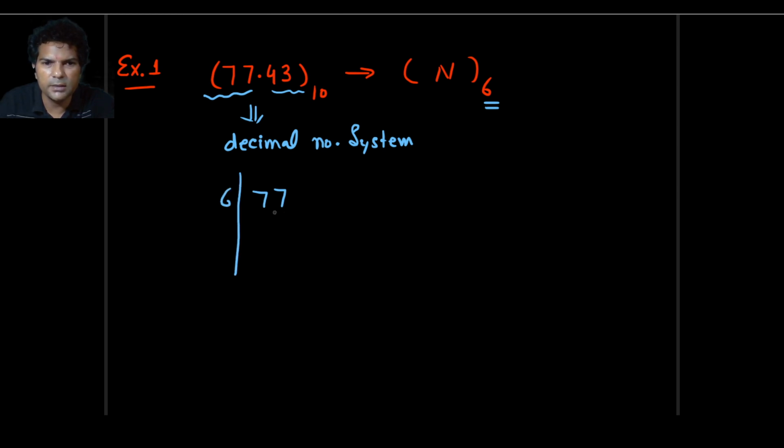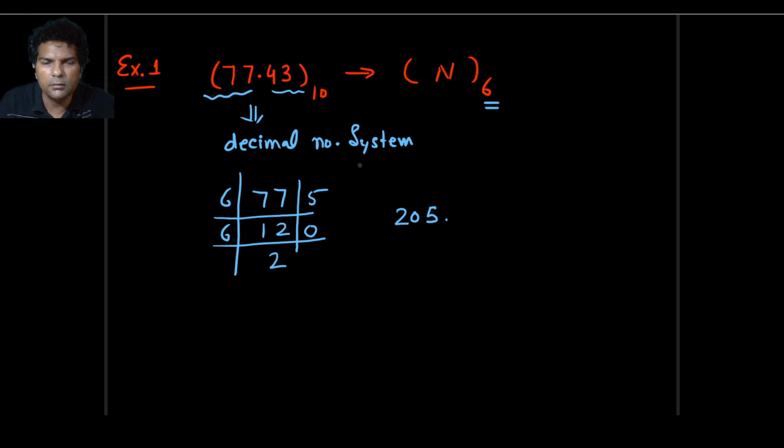So the integer part is 77. Let us do the successive division. 6 ones are 6, and 6 twos are 12. The remainder is 5, and 6 twos are 12, that remainder is 0. So this is 205. This is the conversion only for the integer part.